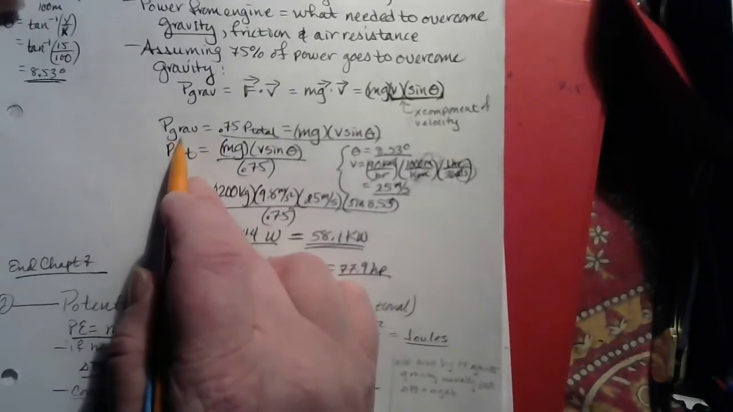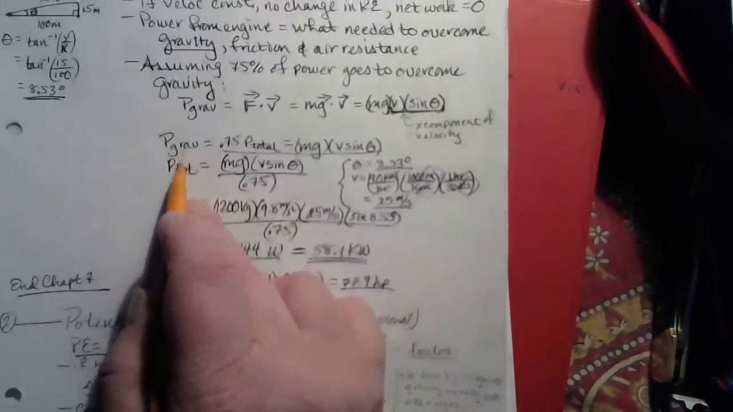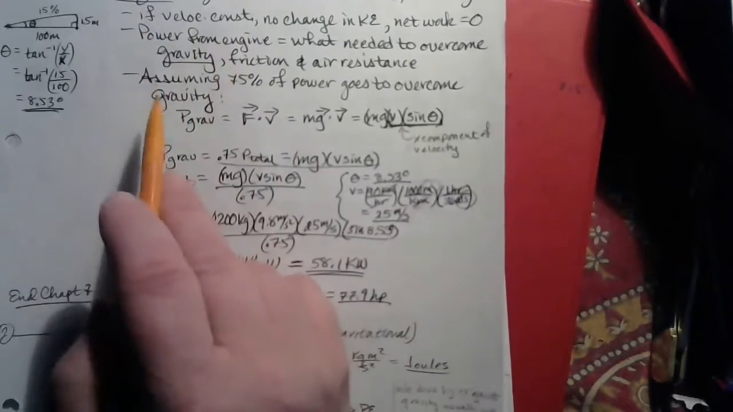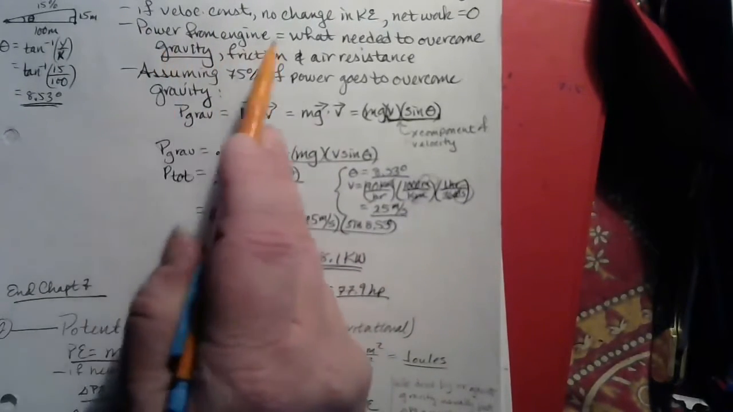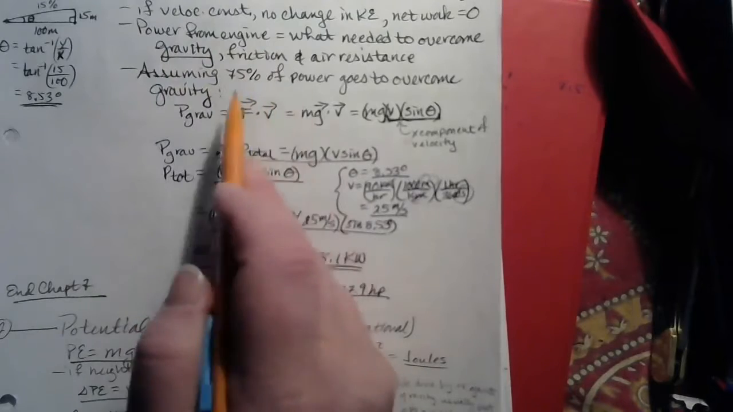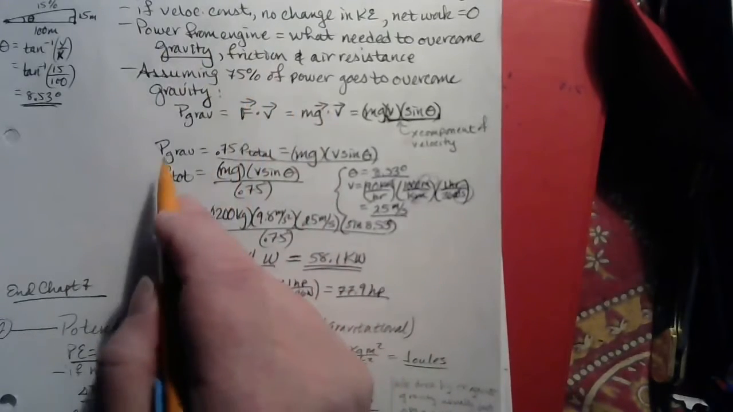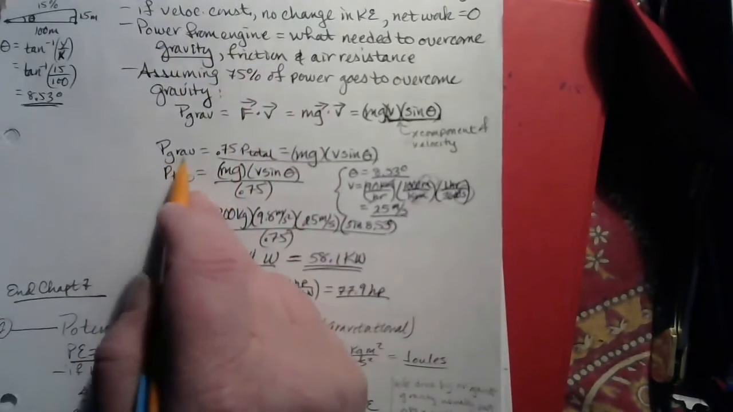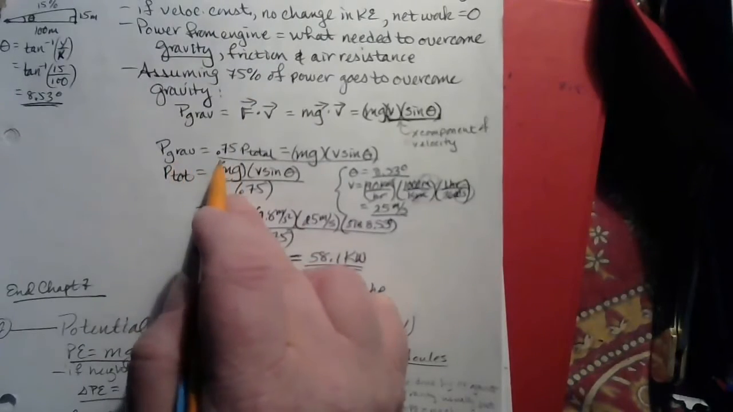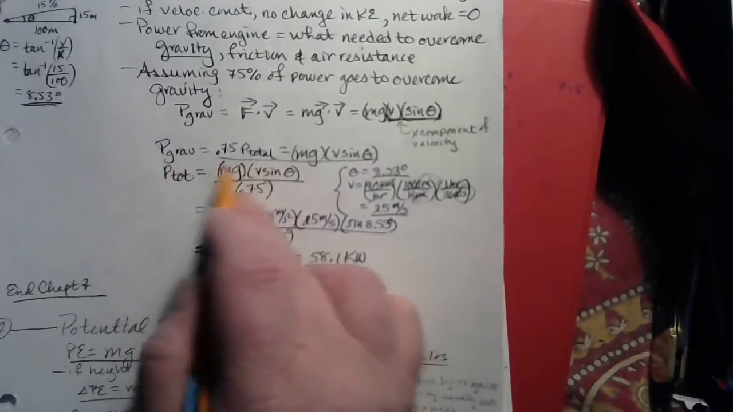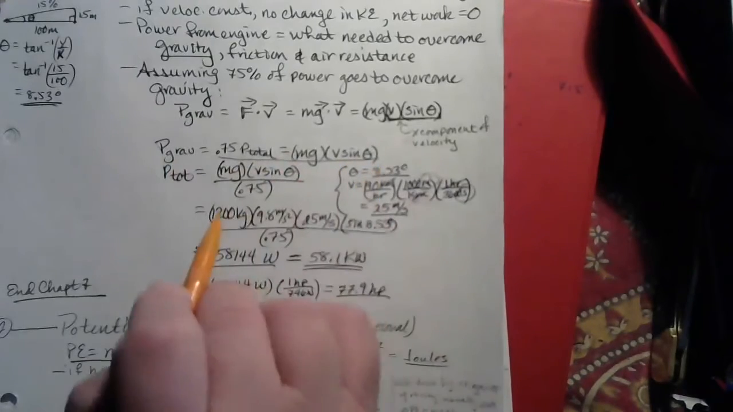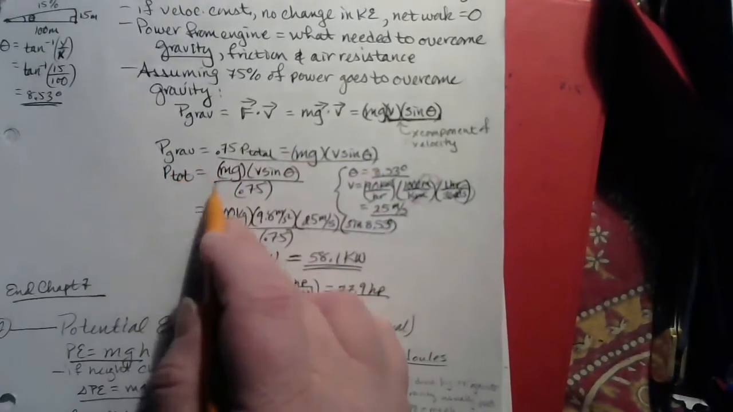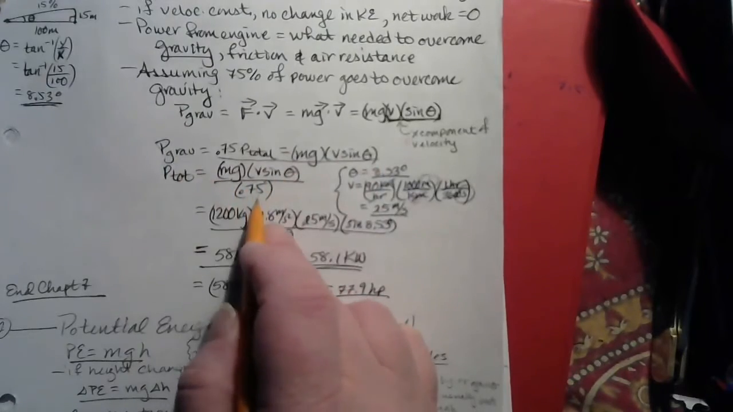Now, remember what they're asking for, though, is the total power that's given off by the car. Okay, so as we said right here, the power to overcome gravity is 75% of the total. So work or power due to gravity is 0.75 P total, and that is mg v sine theta. And so if you want to rearrange that to find P total, it's just mg v sine theta over 0.75.